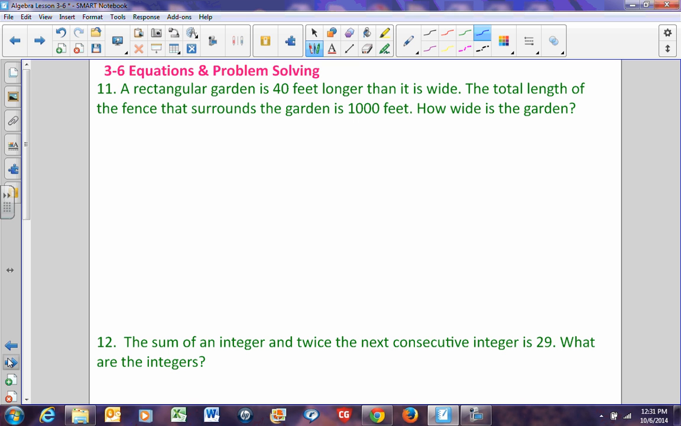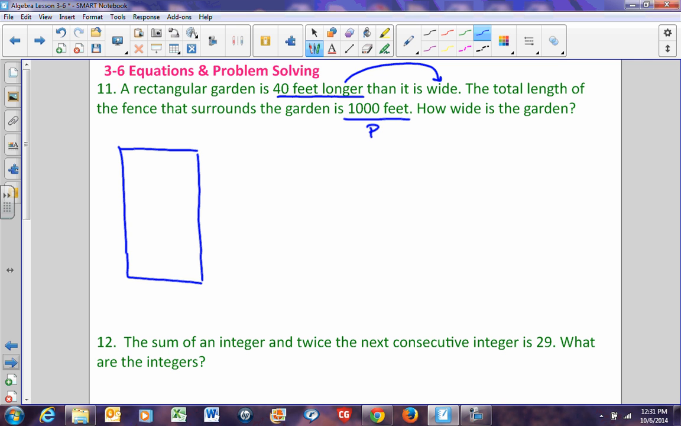The easiest thing to do to start with is draw a rectangular garden. Pictures are helpful. It says a rectangular garden is 40 feet longer than it is wide. Notice its length is being compared to its width. And it tells us the total length that surrounds the garden is 1,000 feet. That's our perimeter. That's all the way around. And it's asking us to figure out how wide my garden is. So obviously, one of my variables has to be W. I'm going to let W equal the width of my garden.